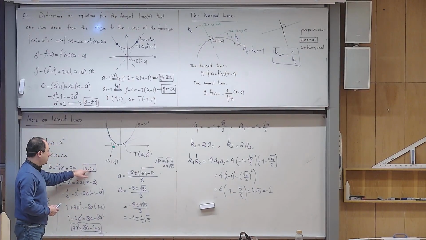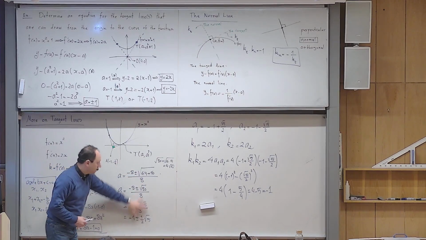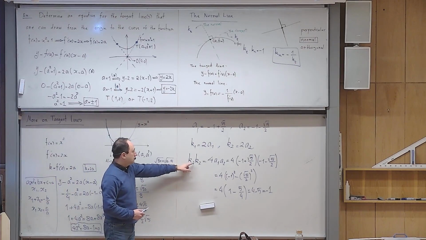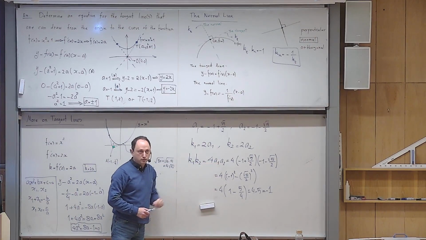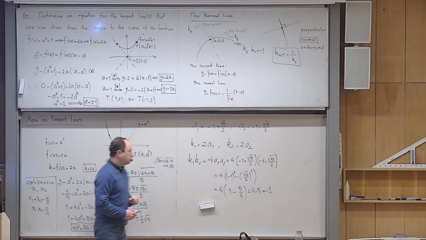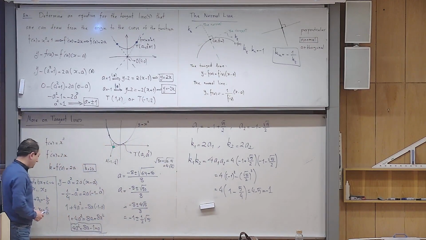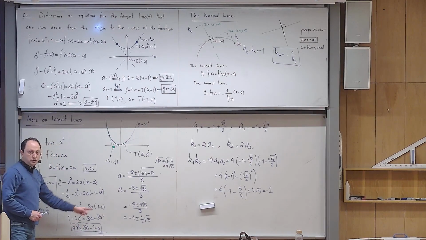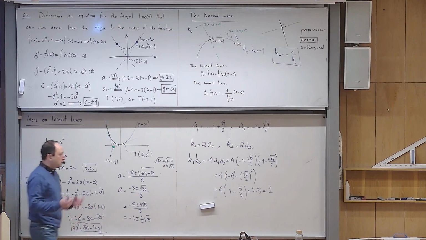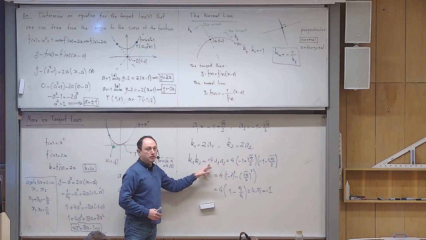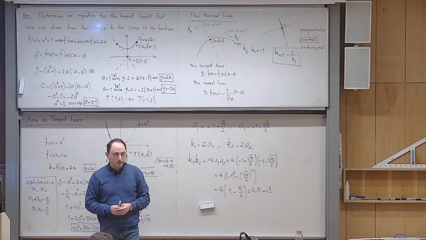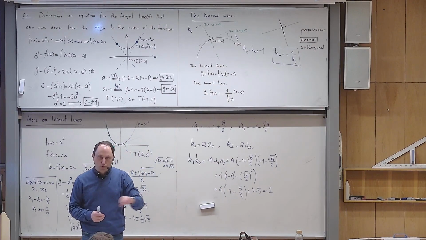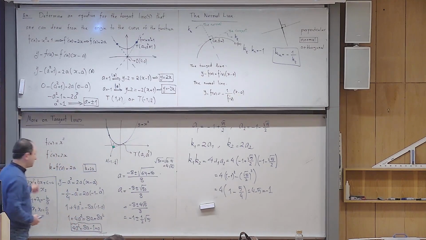So I would say that K1 is 2A1, K2 is 2A2. I don't need to calculate anything here. When I multiply that K1, K2, I get 4A1A2. But A1A2 is the product of the roots of this equation, which according to this formula is C over A, which is minus 1 over 4. Minus 1 over 4 multiplied by 4 is simply minus 1. So you don't need to do all those calculations if you know these formulas.